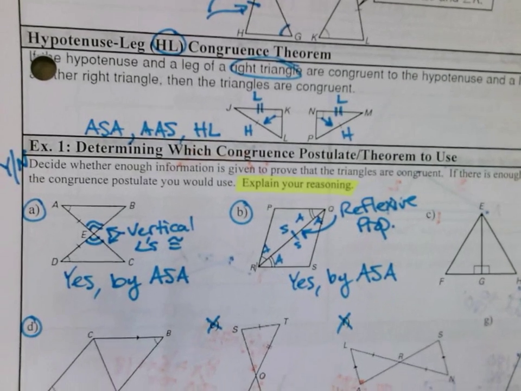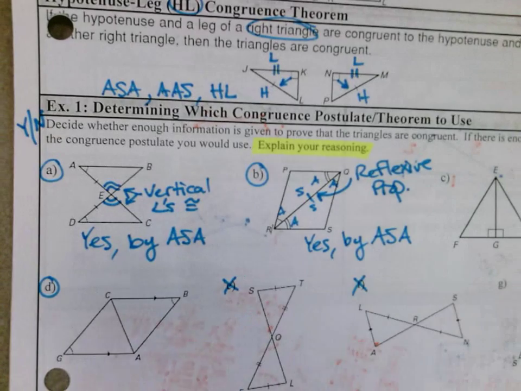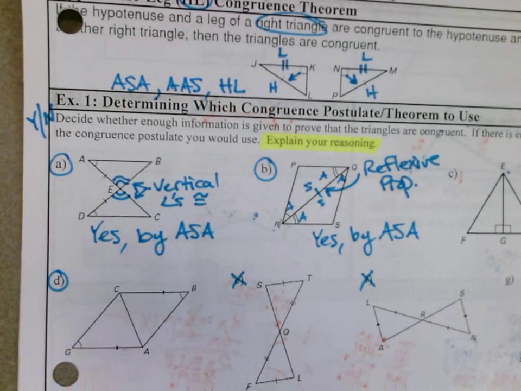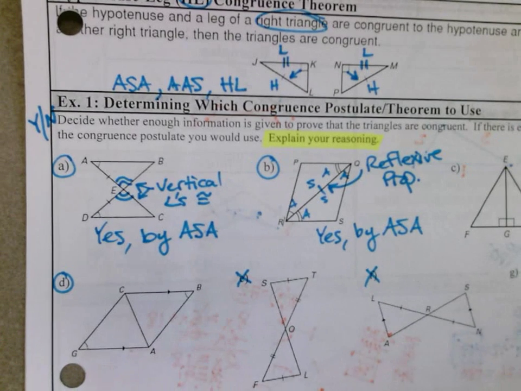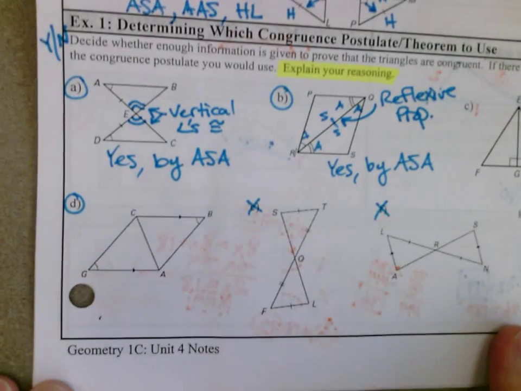All right, 2 for 2. Moving on, let's jump over to D. We're kind of going in a certain order. This one has a little bit more difficulty to it. So let's strap in. Taking a look, we don't have a ton here. We have one angle in one triangle and one angle in another.